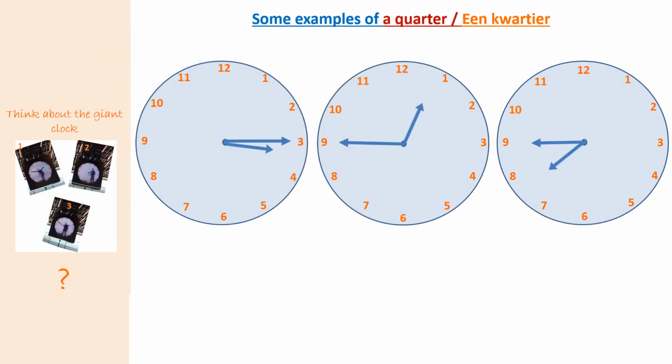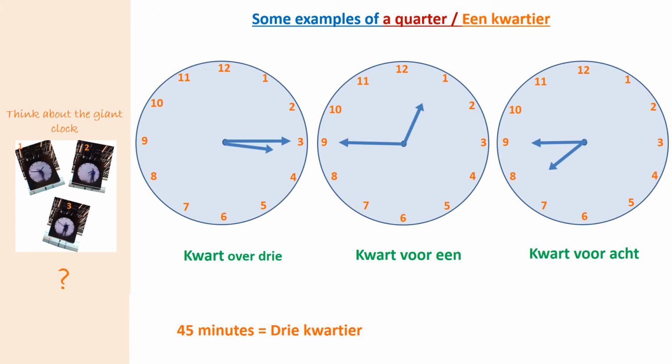Some examples of a quarter. Een kwartier. Het is 3:15. Het is 1:15. And het is 7:15. Just to notice here that 45 minutes is 3 kwartier.